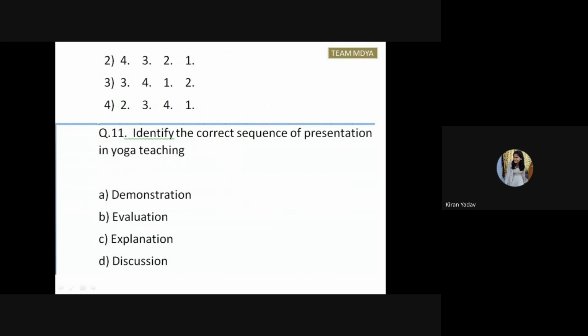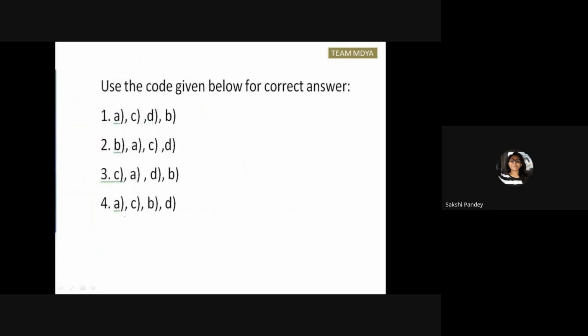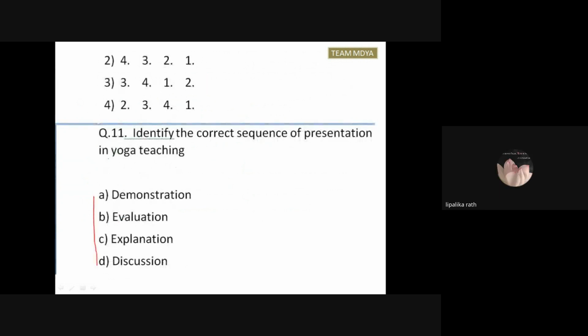Next question. Identify the correct sequence of presentation in yoga teaching. These are the four. First, arrange them on a paper, then we will move to the options. Ma'am, can you just show me the ones, please? I'll take a screenshot, then I'll see. Okay, I think three. Ma'am, please show that question.